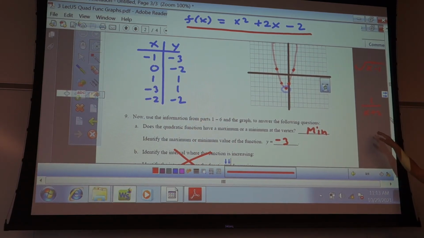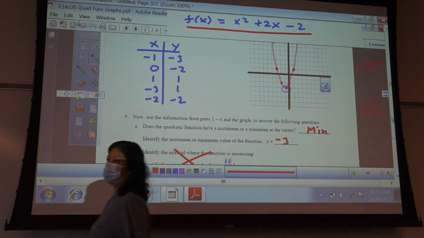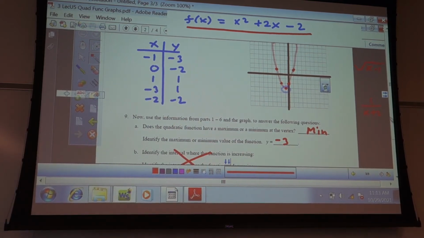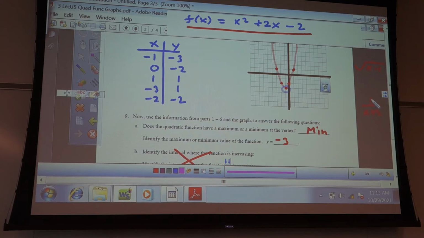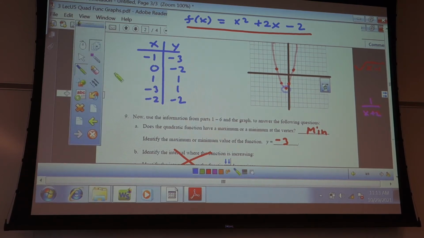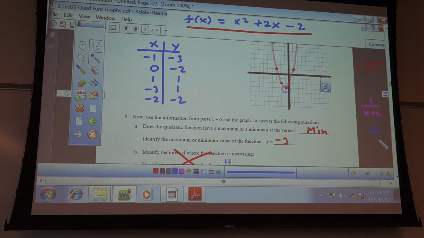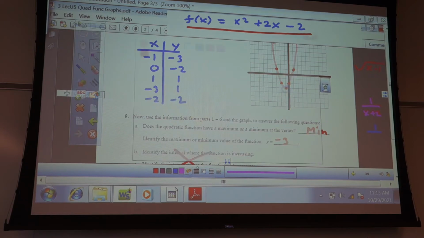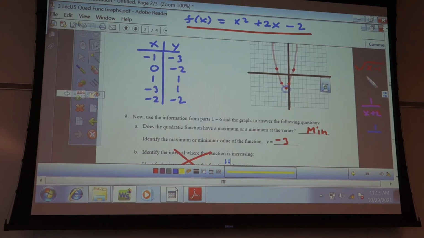Is the red too, does it blend too much? Should I do it in blue? Is that better? Or yellow? Pink? Is that easier to see? I feel like pink is still pretty close to red. Yeah, but that was the issue, that it was blending. Yellow? Yeah, there you go. That's a good color. Keep that in my arsenal.